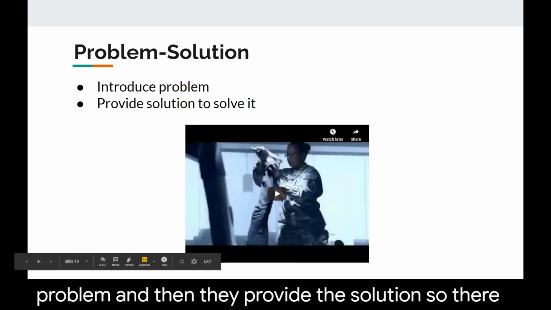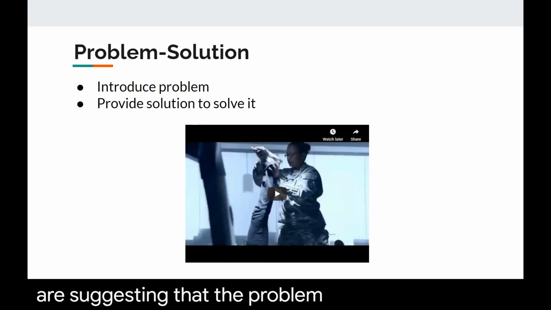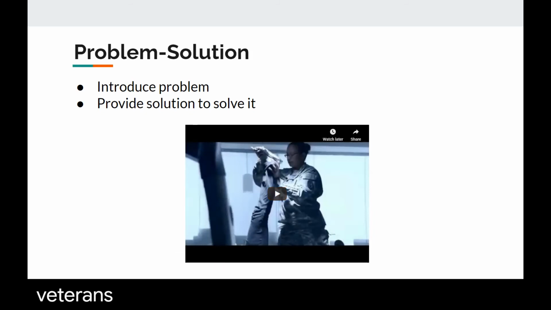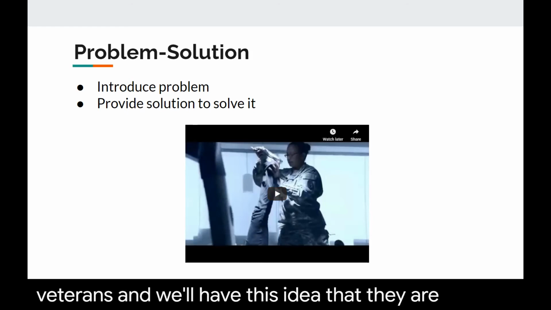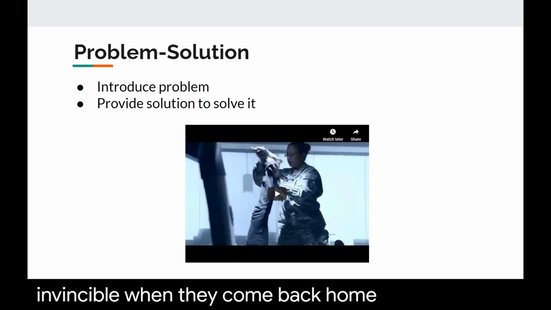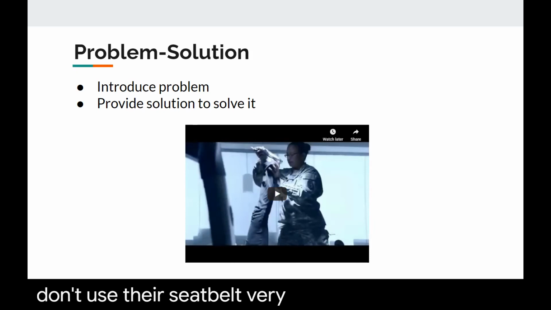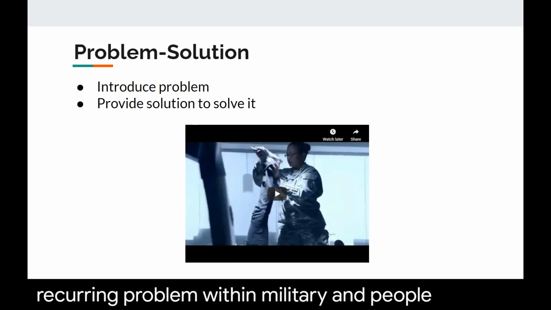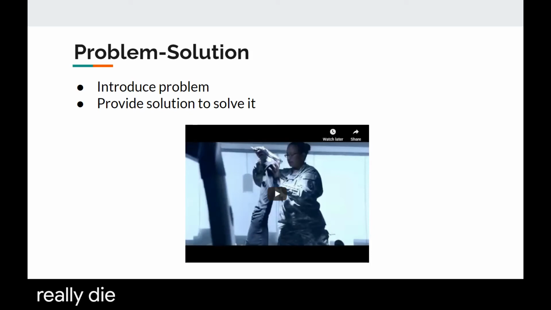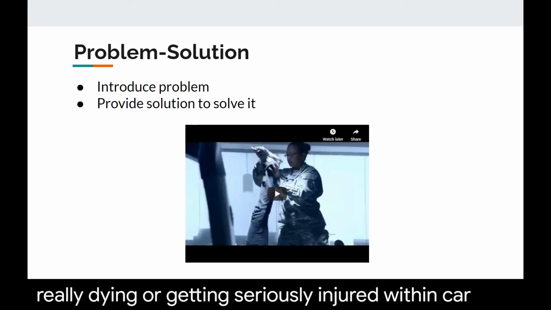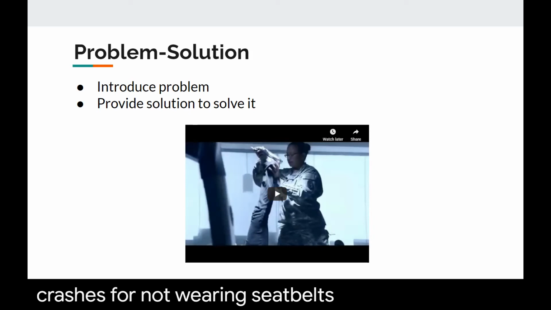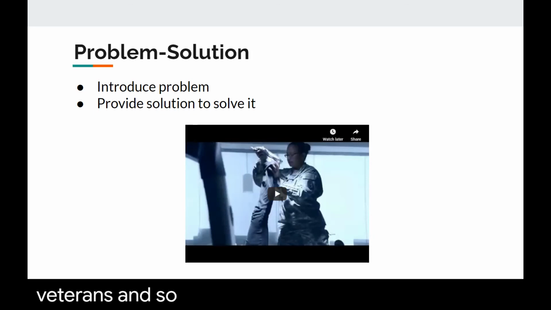Okay, so they are suggesting that the problem is that many military veterans will have this idea that they are invincible when they come back home. And they actually don't use their seatbelt very often. And this was a recurring problem within the military. And people were really dying or getting seriously injured in car crashes for not wearing seatbelts, despite being war veterans. And so they show the problem of people who have been seriously injured.